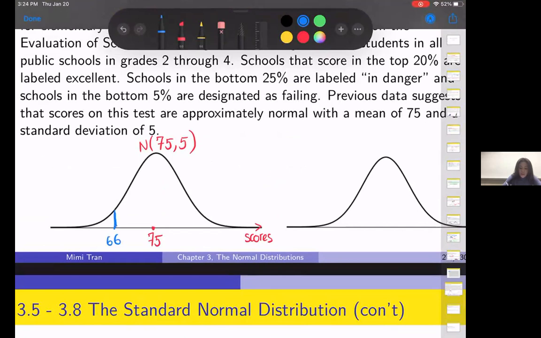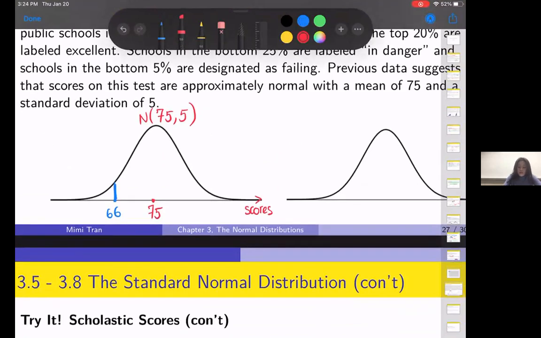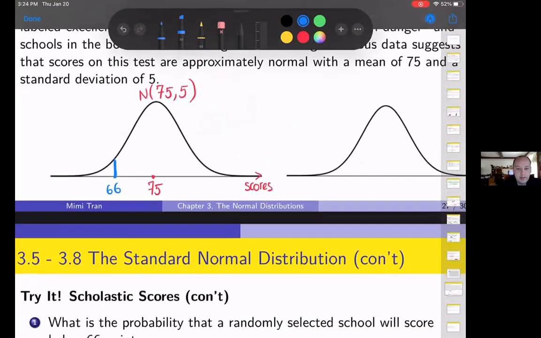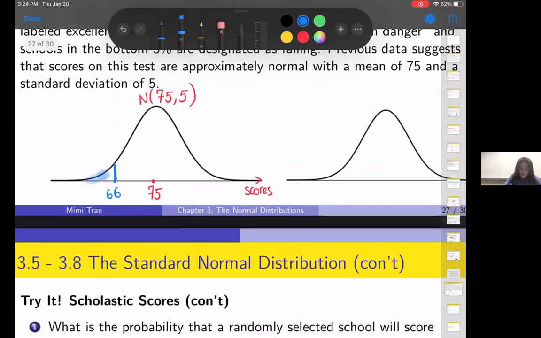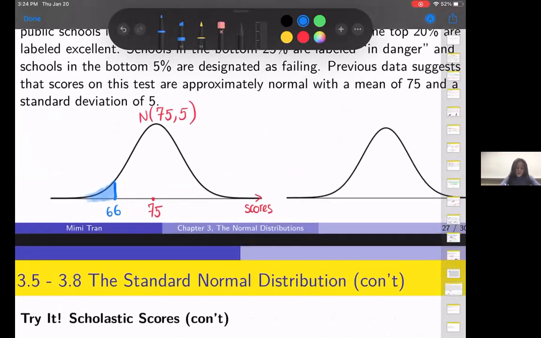Okay, do I want the left tail or the right tail? Which one do I highlight? Left tail, right? Because they say below 66, so 66 and less than. So I want to know this probability: P of X is less than 66.